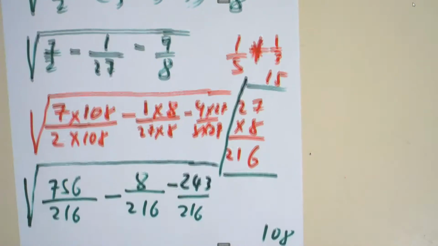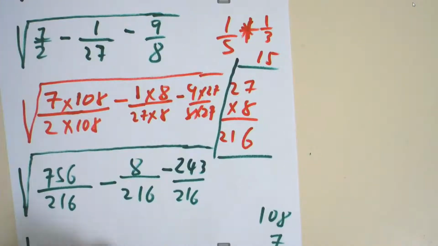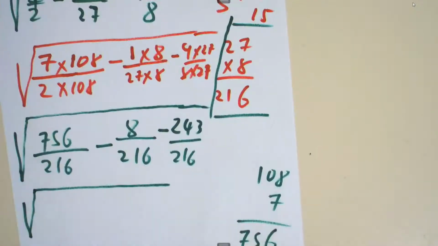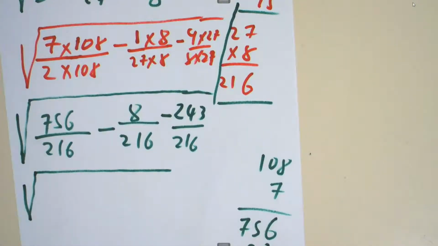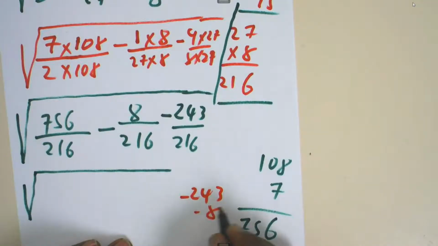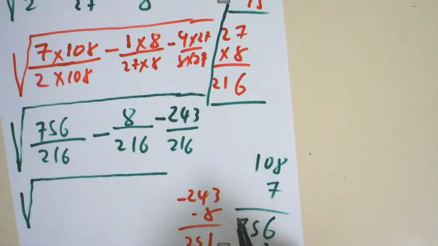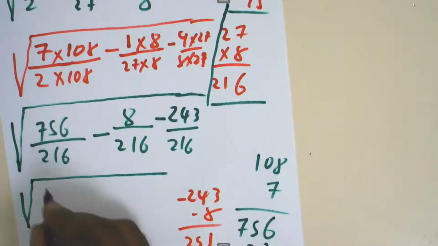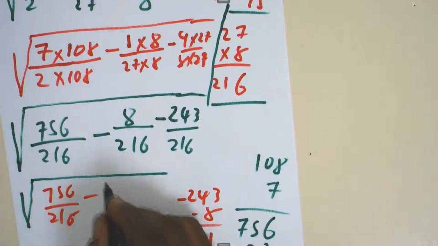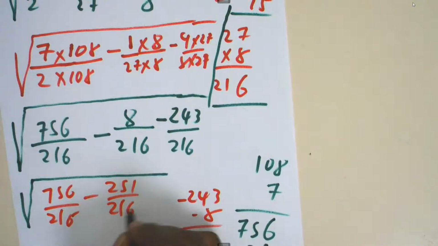But I'm sure in cases like this, you can be allowed to use your calculator as long as you don't do everything using your calculator. Therefore, minus 243 and a minus 8 is 251. Therefore, you'll be having 756 over 216 minus 251 over 216.